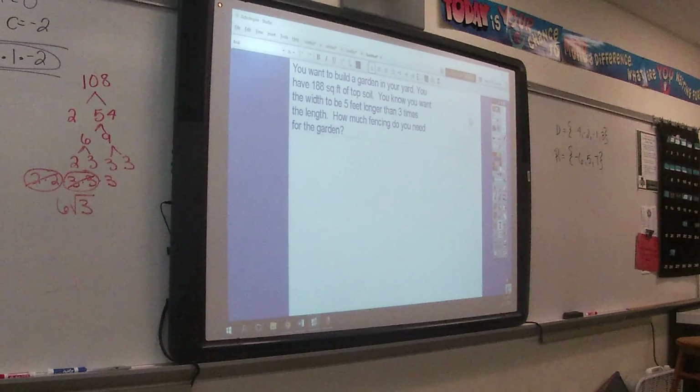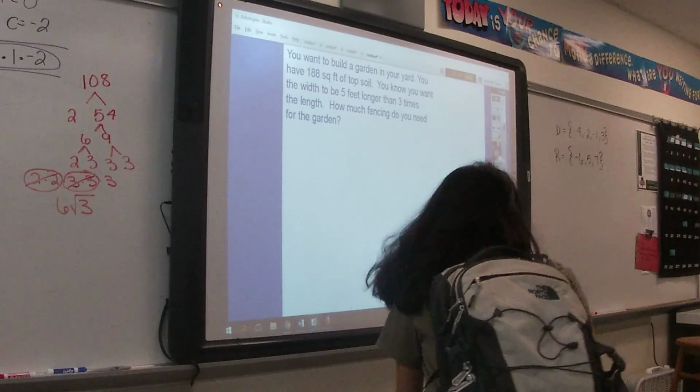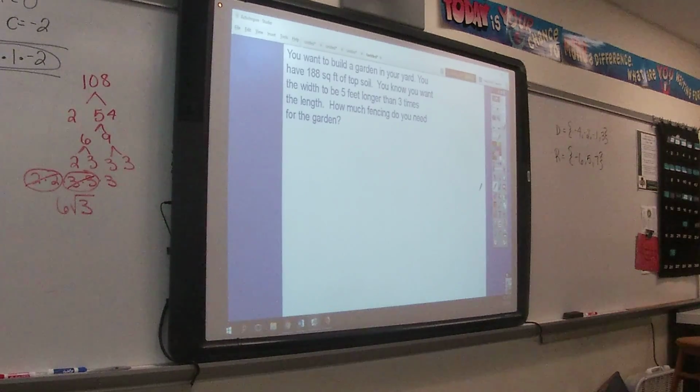Okay, here we go. You're going to build a garden. You have 188 square feet of topsoil. What's topsoil? The soil, dirt on the top. So would dirt be area, perimeter, or volume? Area, right? Because we're just spreading it across the top.